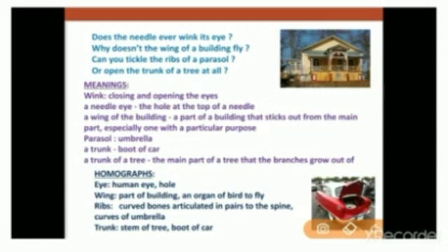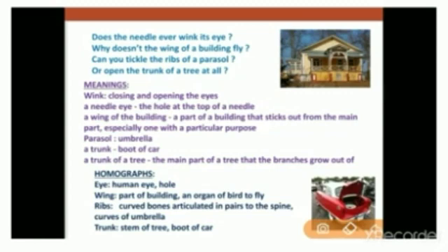The third line, can you tickle the ribs of a parasol? Now parasol means umbrella. Ribs has two meanings again over here. Ribs also means the curves of the umbrella, or you can say the rods of the umbrella which are arranged in the form of curves. They are called ribs of the umbrella, ribs of the parasol. Another meaning of ribs is the curved bony structure which humans have in the body. They are also called ribs, the rib cage, as you learn in your science.